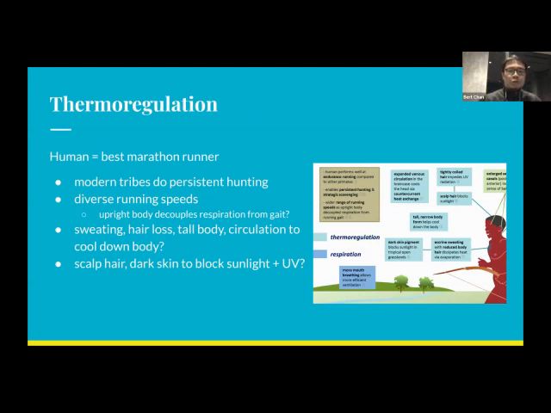It's focusing on thermoregulation, because humans are in fact the best marathon runners among the animals. There are also many modern tribes that do persistent hunting. Many features like sweating, hair loss, and circulation may also help to cool down the body, which is good for marathon running. Many features can also block sunlight when we are running in the open field.